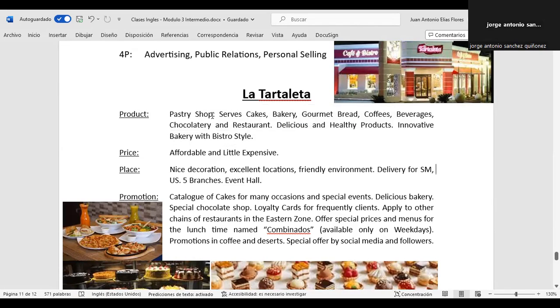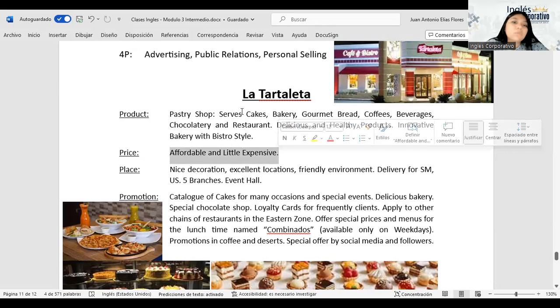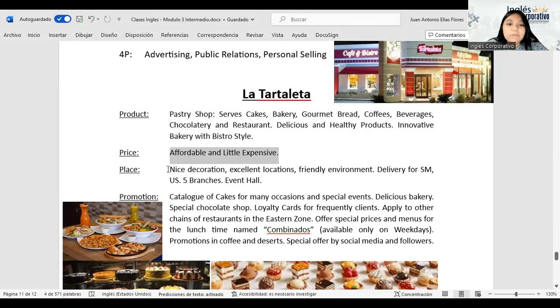The products are pastry shops, service cakes, bakery, gourmet bread, coffees, beverages, chocolaterie, and restaurant. Delicious and healthy products, an innovative bakery with bistro style. Okay. Price: affordable, a little expensive. Very good.